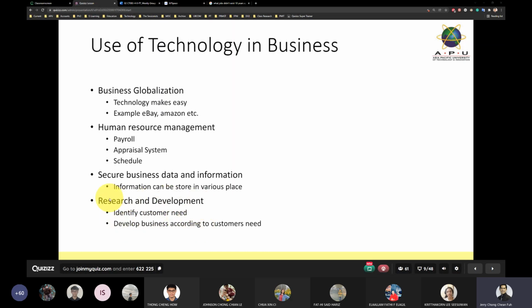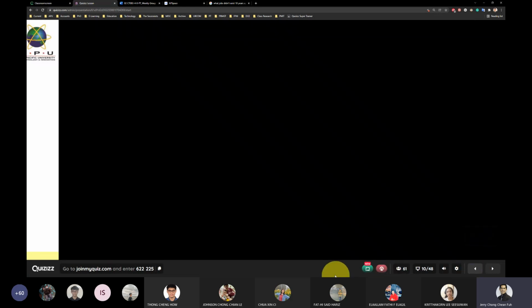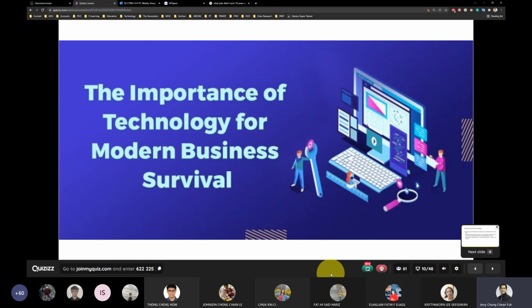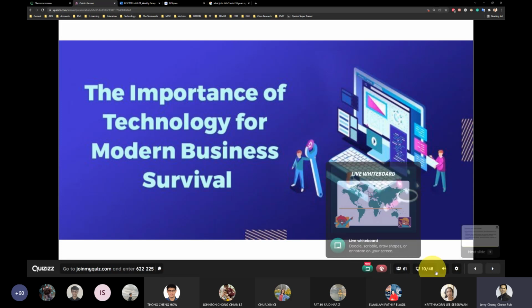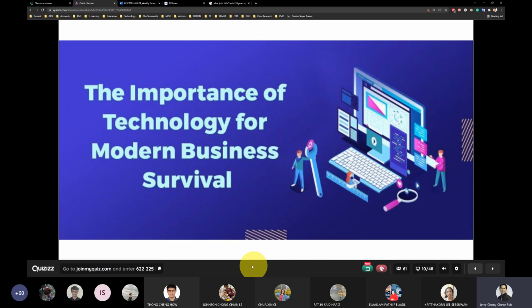So the aspect of R&D is definitely highlighted here simply because technology allows it to be done much more quickly, right? It allows it to be done at a certain level that is much more in depth as well. So overall, this is a statement we can all agree to, whereby the importance of technology is definitely there for modern business survival as we see businesses today.